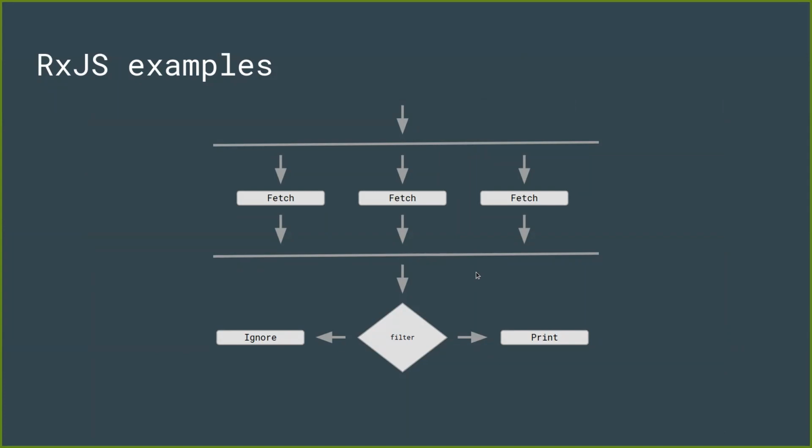We are waiting for all of them to finish the fetching. I don't know how to say that. So we are waiting until all of them are fetched. And then we start with filtering each of them. And then based on the condition, we choose to print the user or to ignore it. Right? So this is a difference from the example before.